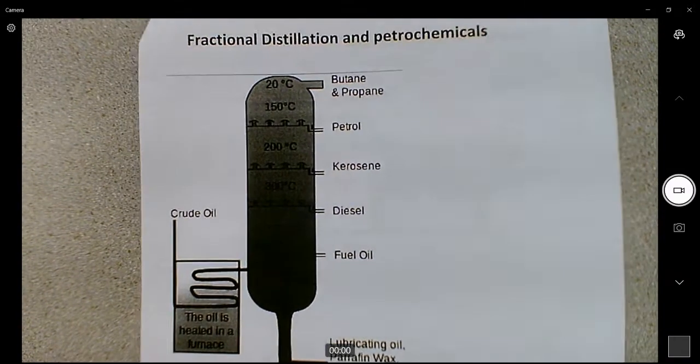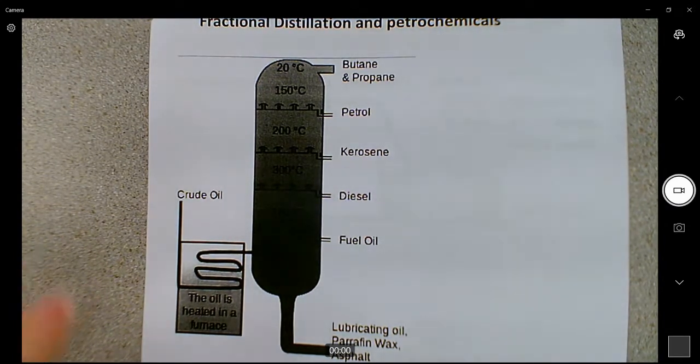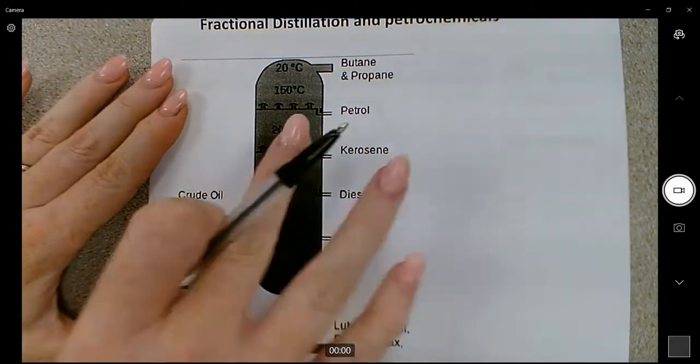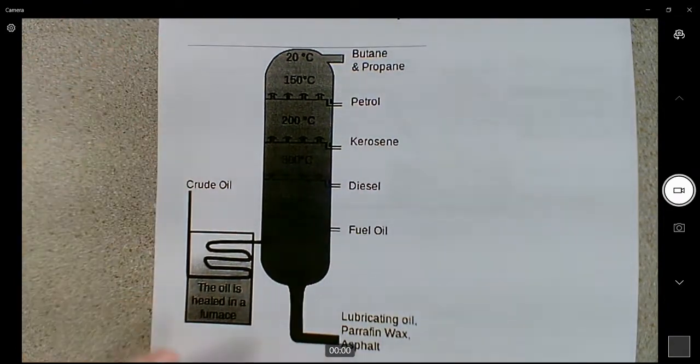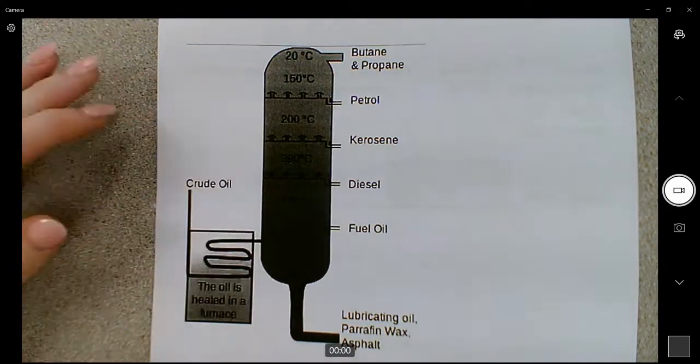But essentially, fractional distillation is how we process crude oil into more useful products that we can then utilise and use for different things. So we're going to go through the process of what happens inside the distillation chamber, and then we're going to talk a little bit about the useful products that can come out of it.